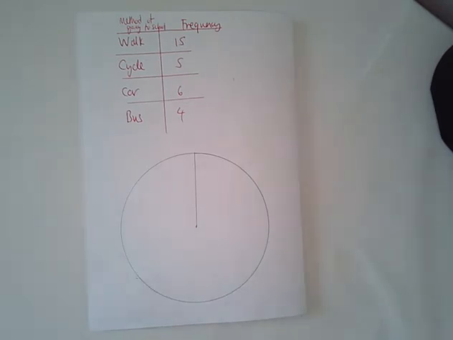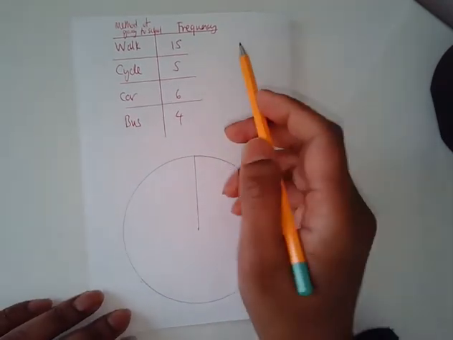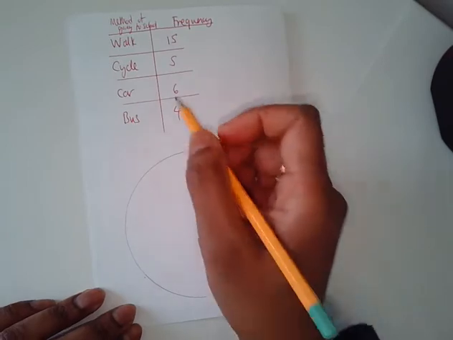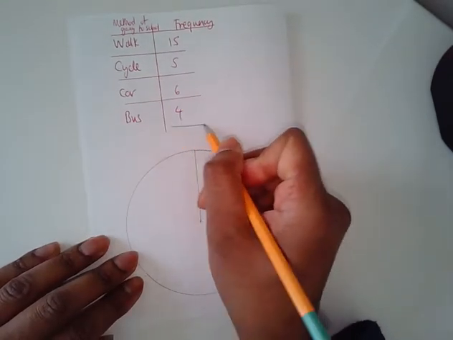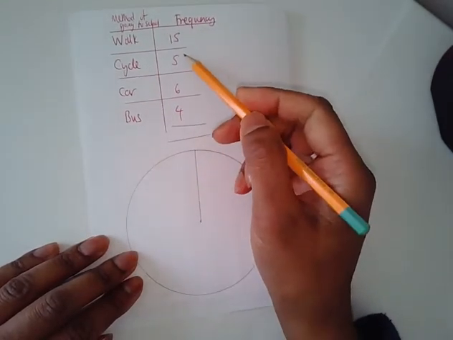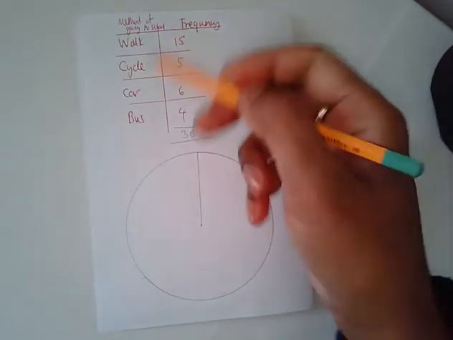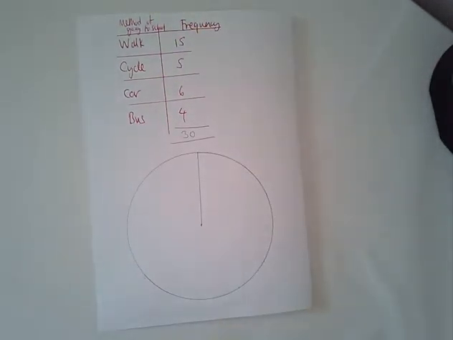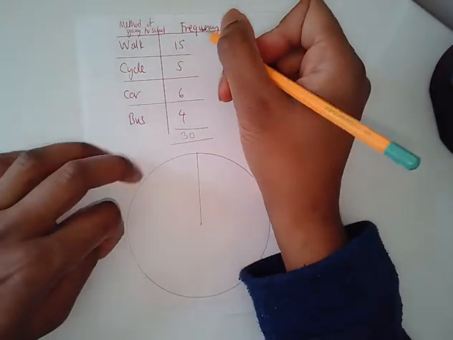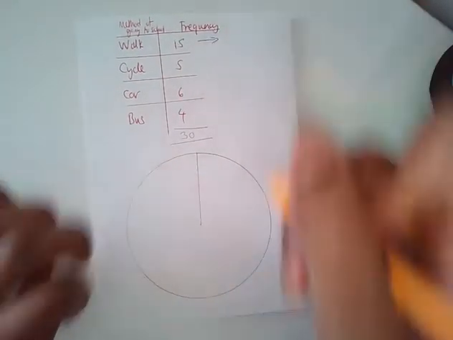So first things first, before we can start working out the angles, we need to find the total. The total here is 30. So we've got 30 pupils going to school in this example, in this survey. So now let's work out the angles for that one.